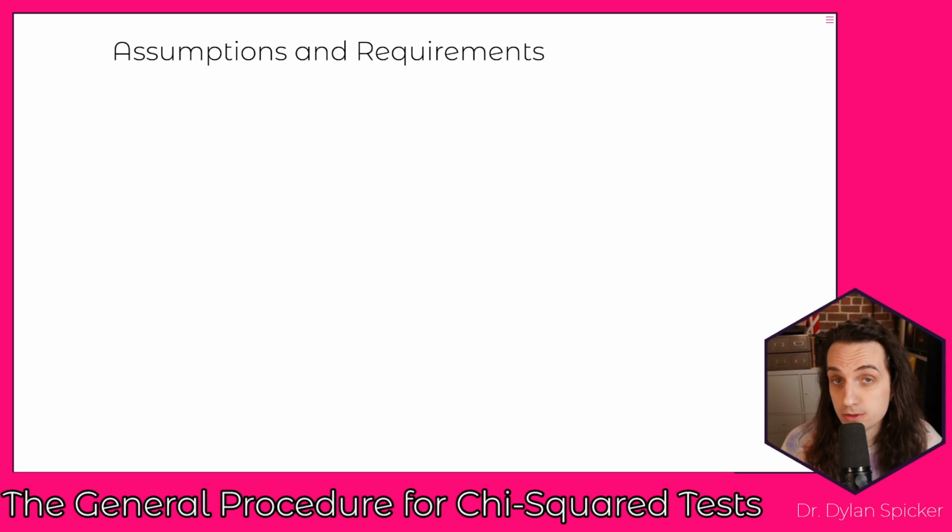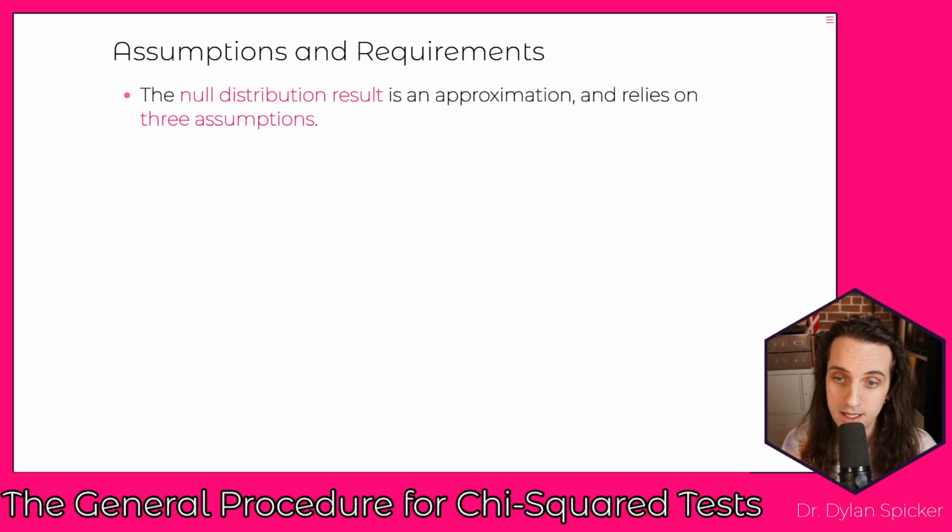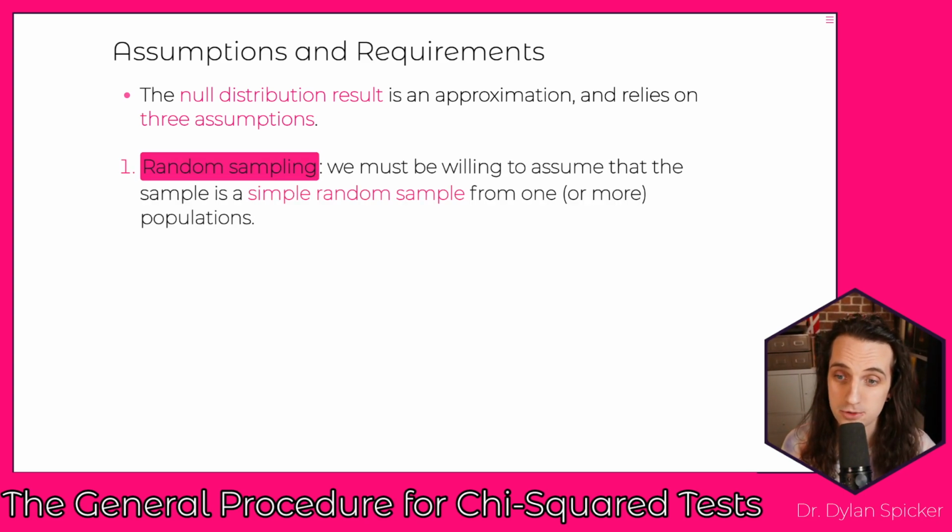So in addition to the actual process here, we have to think about, well, what are the assumptions? What are the requirements for this test to be valid? The null distribution is actually the result of an approximation, and it's going to rely on 3 separate assumptions. The first is that we actually need to be assuming that we're doing simple random sampling from a single population, or in the case of homogeneity, for multiple populations, okay?